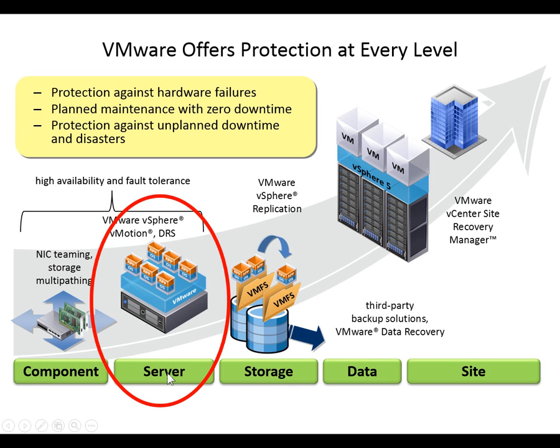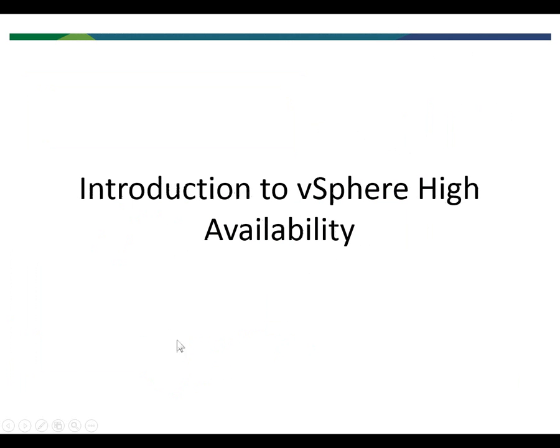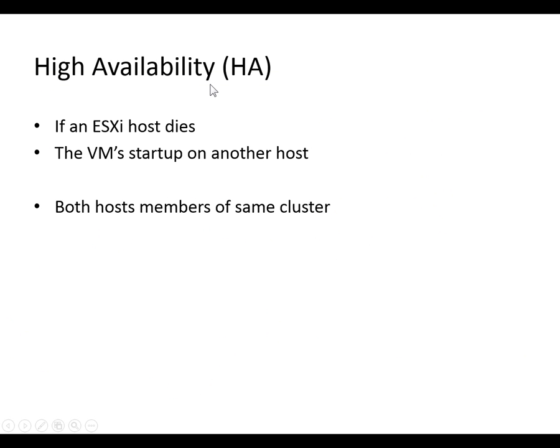In this section, we're going to look at protecting virtual machines and ESXi hosts. So let's start out with an introduction to vSphere high availability. With vSphere high availability, if an ESXi host dies, the virtual machines start up on another host. This requires that both hosts be a member of the same cluster.